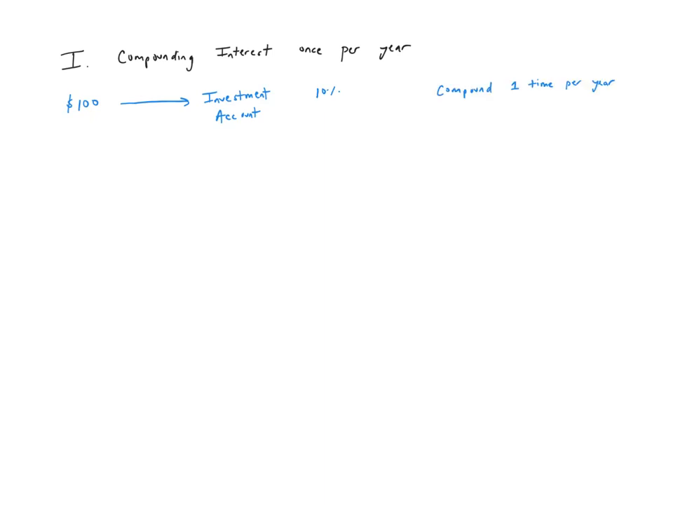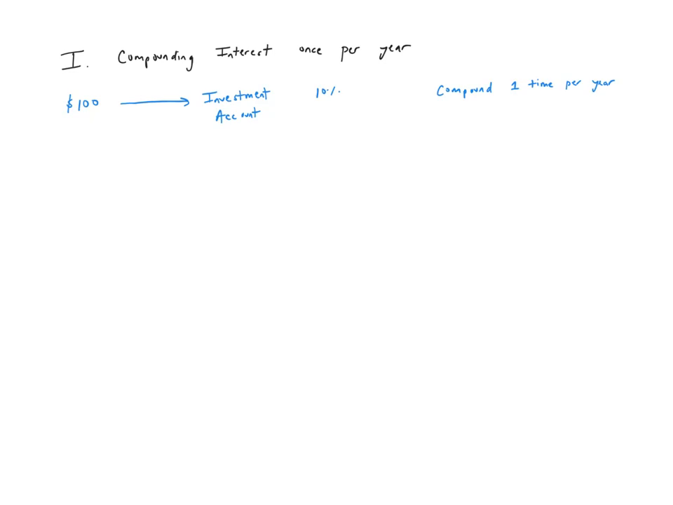In this video we will explore an application of e in the financial world. Part 1. Let's talk about compounding interest once per year. Suppose you have $100 and you decide to put it into an investment account with an interest rate of 10%. And suppose that your bank will compound interest one time per year.